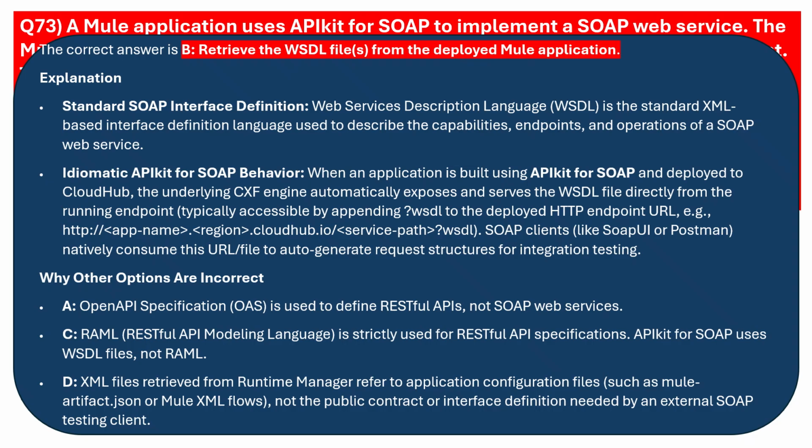The correct answer is B. Retrieve the WSDL files from the deployed Mule application. Explanation. Standard SOAP interface definition. Web Services Description Language, WSDL, is a standard XML-based interface definition language used to describe the capabilities, endpoints, and operations of a SOAP web service.